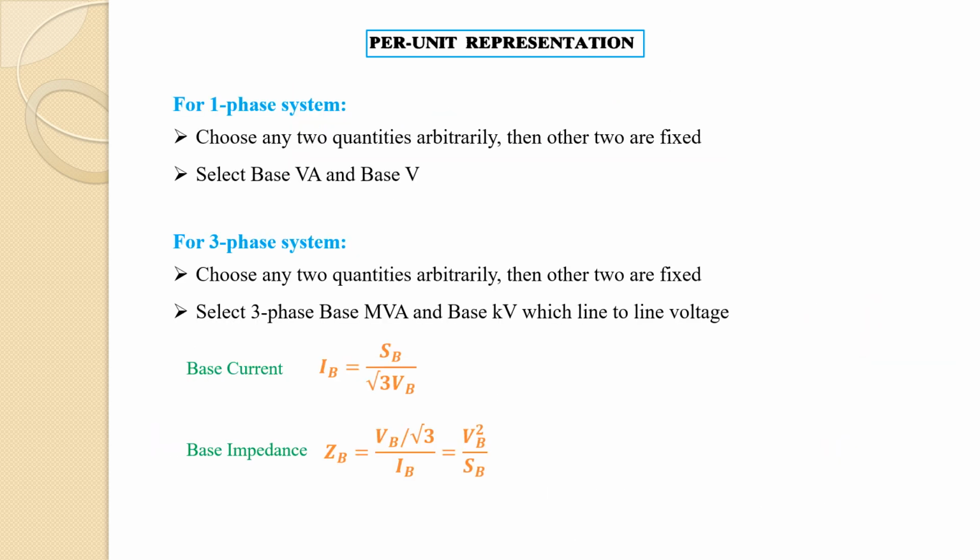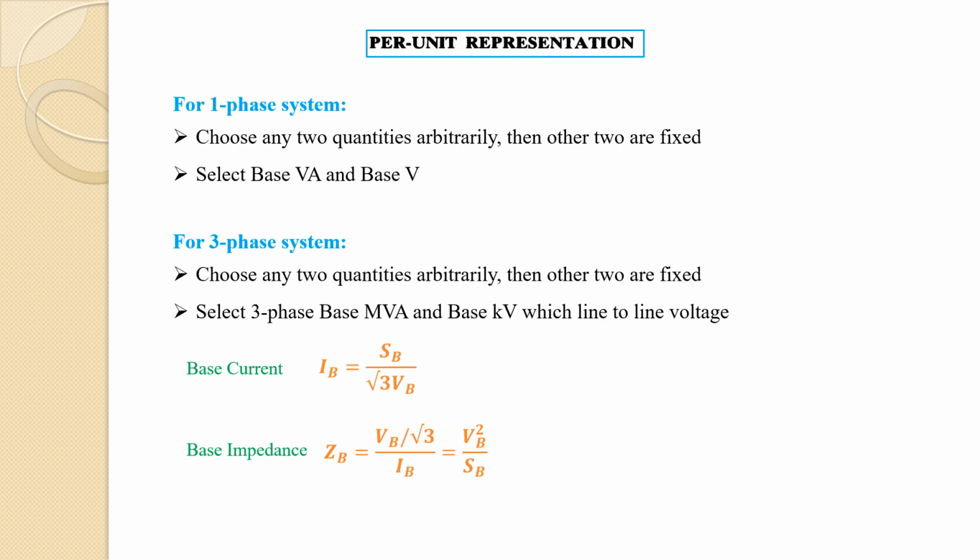To represent the quantities in per unit representation, first we will discuss the single phase system. We will be choosing any two quantities arbitrarily and that will be fixing the other two quantities. After doing this, we need to select the base volt amperes and the base voltage for the system in order to calculate the per unit quantities.